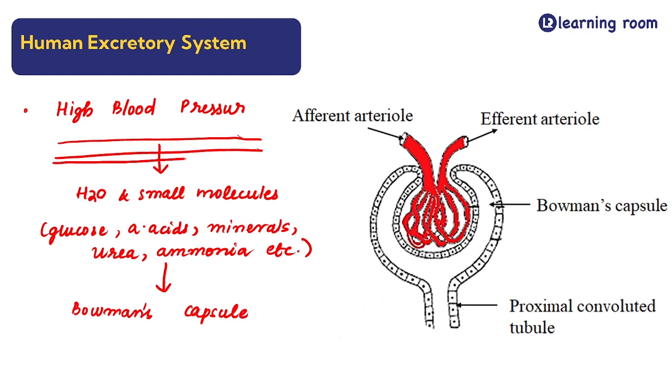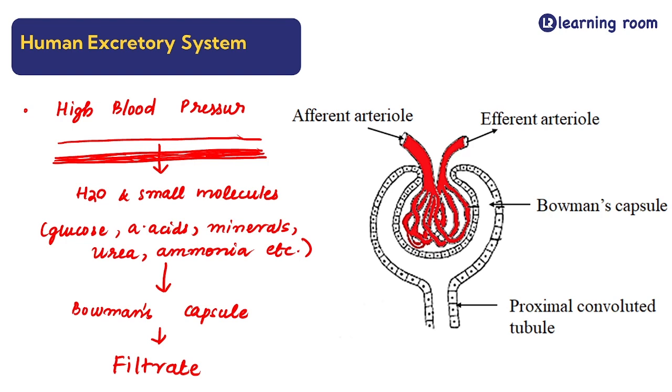Let me just draw the basement membrane as well, so that we do not forget that there are two layers. And the material that is present inside the Bowman's capsule now, we call it the filtrate, which is a suitable name because this is formed through a process of ultrafiltration.